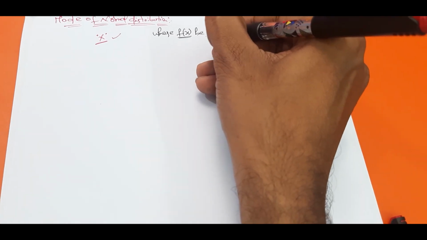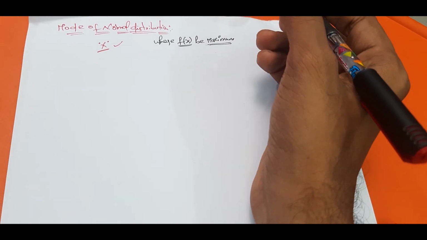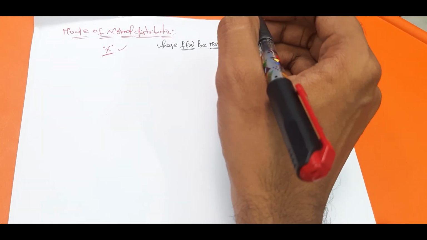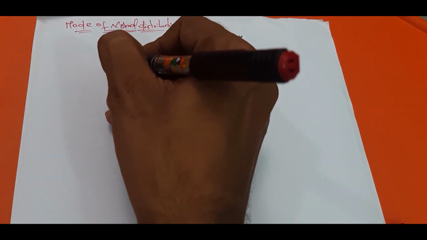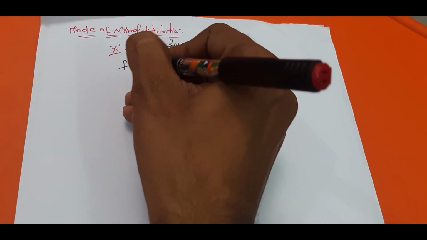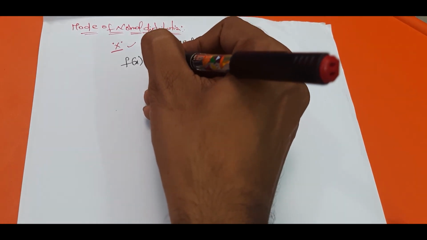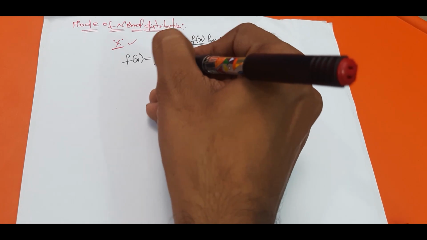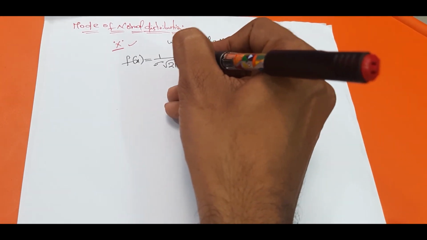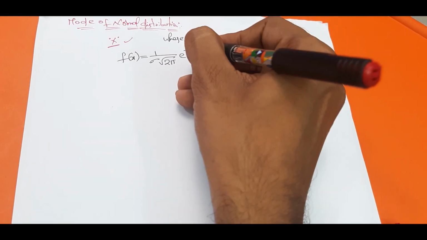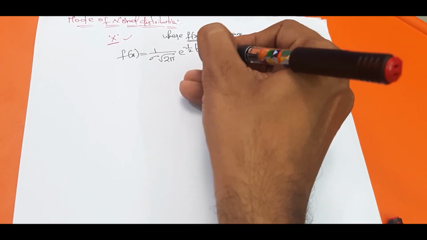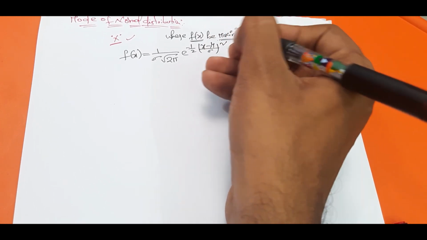You already know the formula for f of x from the Gaussian probability density function. That will be f of x equal to 1 divided by sigma into root 2 pi, into e power minus 1 divided by 2 into (x minus mu divided by sigma) whole square.